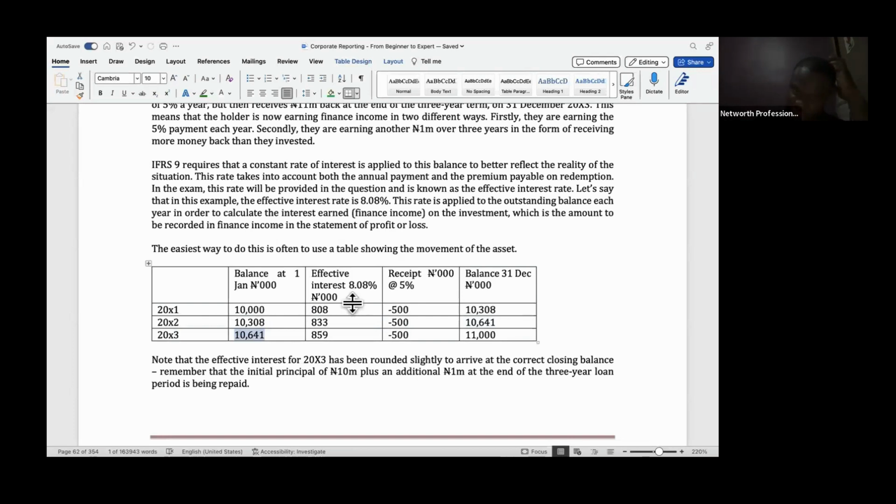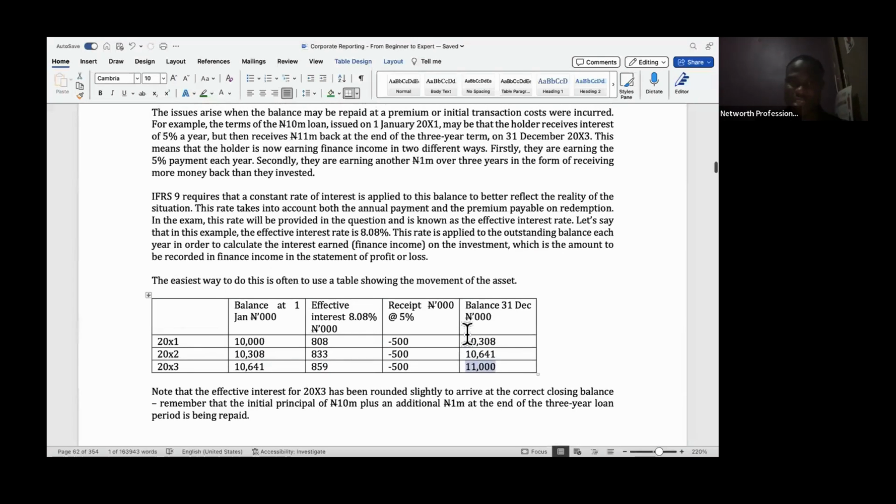In year 3, I bring that forward, 10,641. I have my effective interest by applying this 8.08% on 10,641. That gives me 859. I received 500. Then I have a balance of 11,000. You will see that this 11,000 coincides with how much I'm expecting to receive at maturity. They just simply need to pay me back the 11,000 and my account will close and everything is over. And don't forget, in year 1, we will have recognized this 808 as a finance income in P&L.